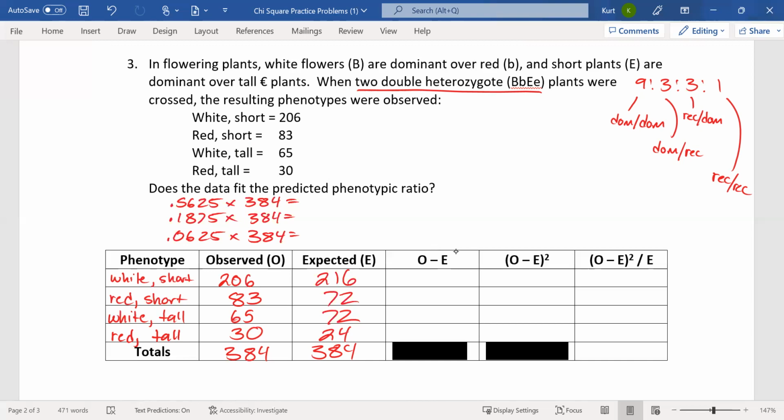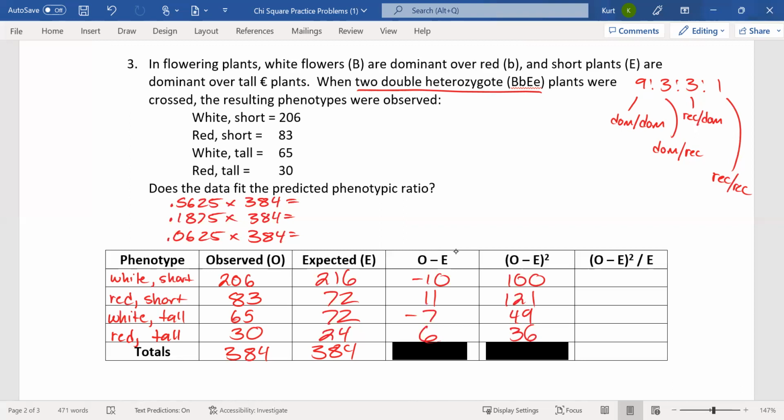206 minus 216, negative 10. 83 minus 72, 11. 60 minus 24, negative 7. And 30 minus 24 is 6. Negative 10 squared is 100. 11 squared is 121. Negative 7 squared is 49. 6 squared is 36.